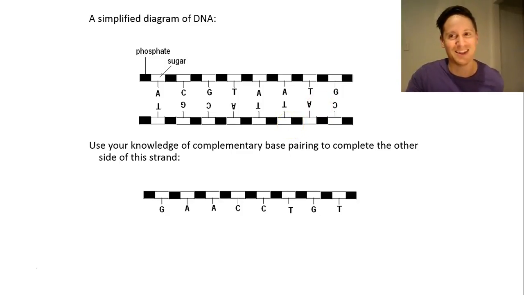What I would like you to do is use your understanding of complementary base pairing to complete the other side of this strand. So we've got half of a strand of DNA, G, A, C, C, T, G, T. What's the complementary strand?